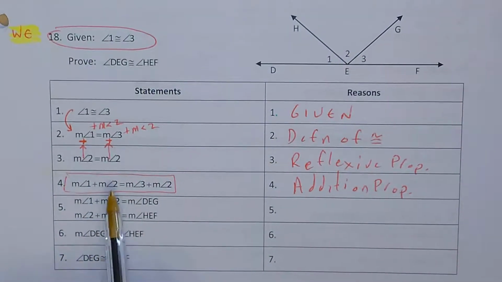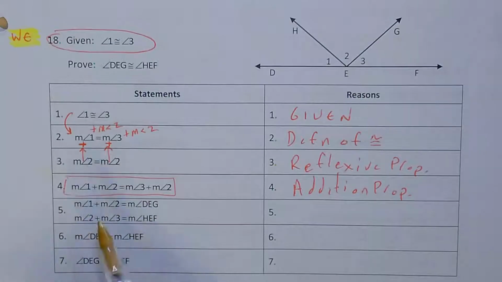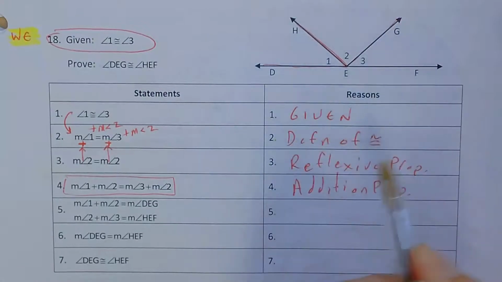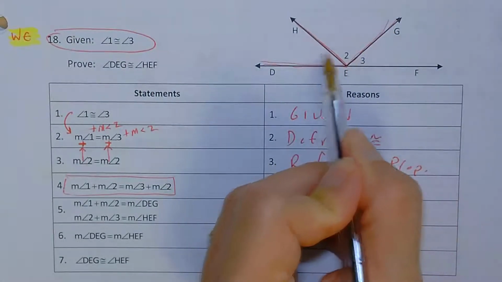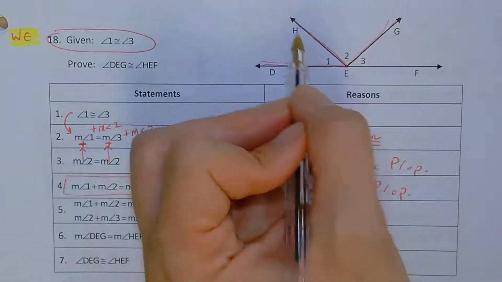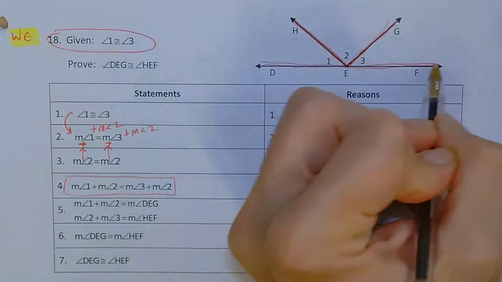Okay, step 5. Does that look anything like step 4? Not at all. It doesn't even look close to it. So now what we're going to do is go to our picture and see if we can find some way that allows us to know why this would be true. They had to have some reason for it. So let's go up to the picture and look at angle 1 plus angle 2 equals angle DEG. So the little angle plus the little angle equals the big angle. Oh, and then they did it again. Angle 2 plus angle 3 equals angle HEF.